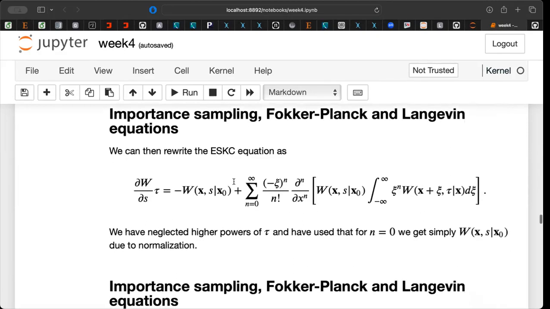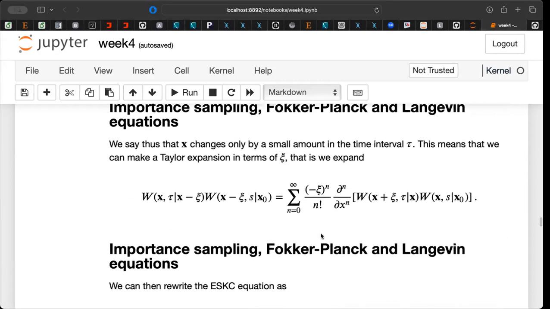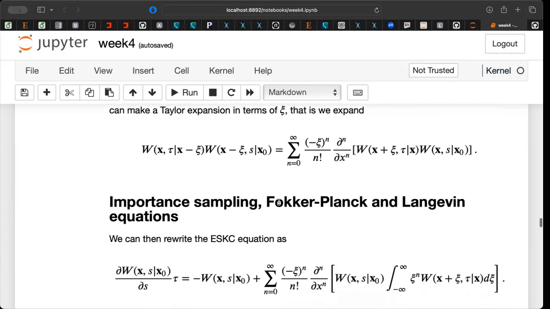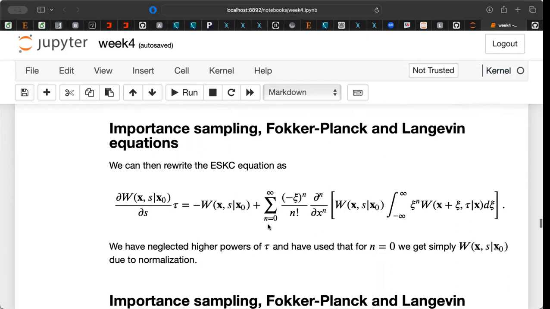Then we can rewrite this equation, which we had, where we now truncate on the right-hand side. We leave out terms which are higher order in tau. So we just keep the first derivative, and then we have the transition probability itself, plus this term here, where we simply have neglected higher powers of tau. And we also use that for n equals 0, we simply get this distribution here due to normalization. So this simplifies things a lot. And then we can continue these manipulations. So we are then going to continue that. And that means we can rewrite everything as you see here.